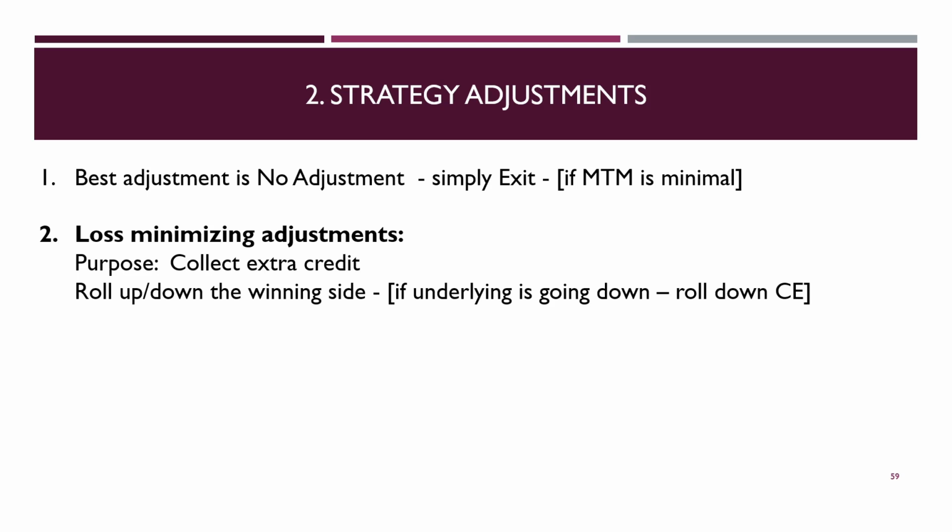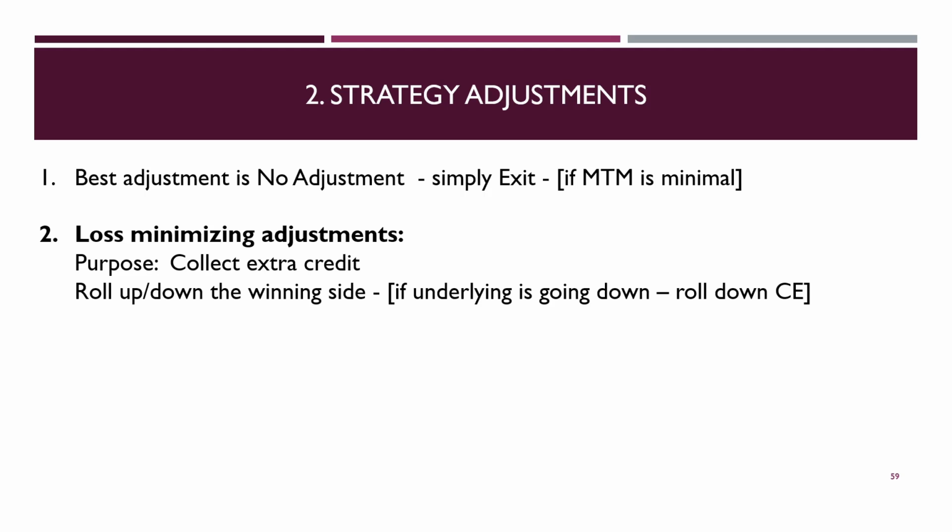The first adjustment is the loss minimization adjustment. The purpose of this adjustment is to collect credit to fund the adjustment cost on the losing side. Whenever a break even level is reached, to adjust that side we have to put some strategy there or for extension purpose, which involves some cost. To cover that cost we do this adjustment, and also to get some extra credit. Now this is done by rolling up or rolling down the winning side.